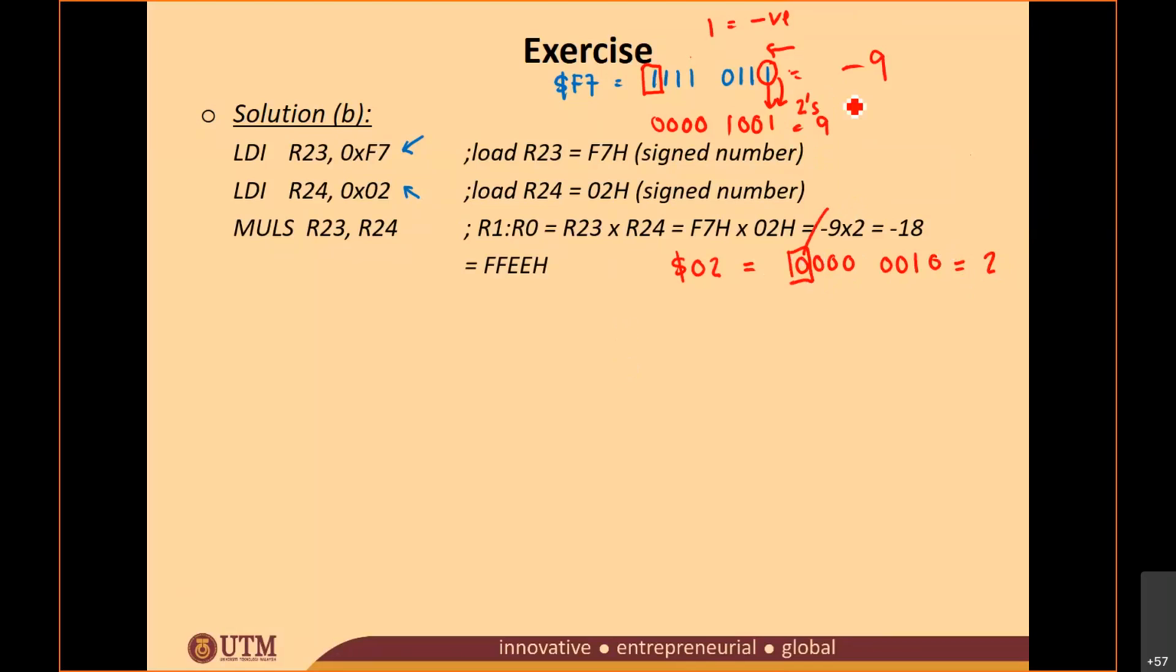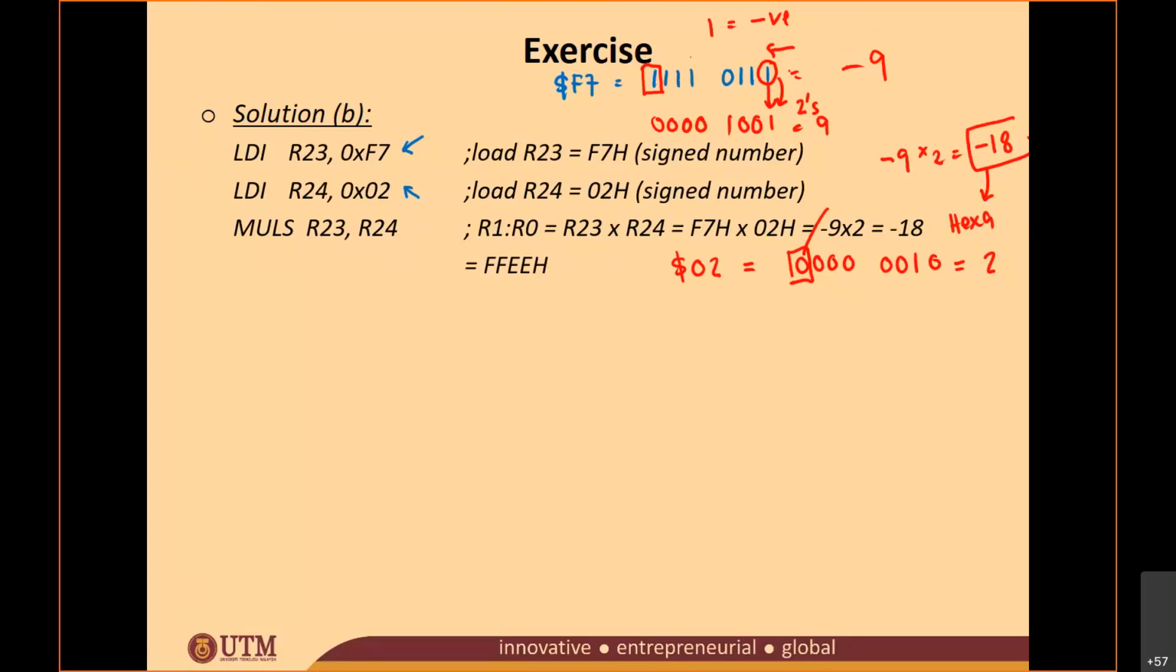Next, what are you going to do? Just multiply. In this question, for signed numbers, I advise you to multiply the decimal numbers. You press -9, multiply with 2, you will get -18. And after that, you convert to hexadecimal. So press your calculator now. -9 times 2, you get -18. From -18, you convert to hexa.